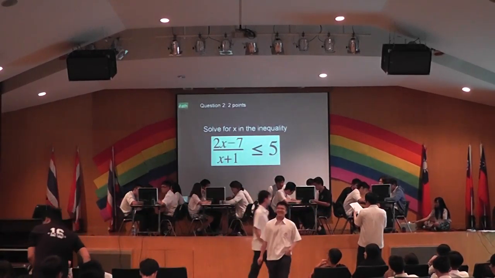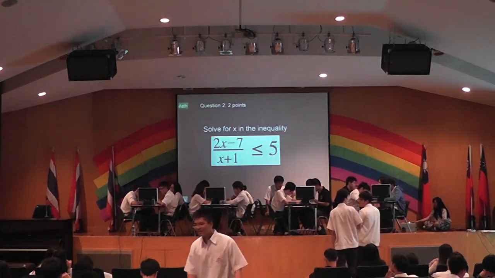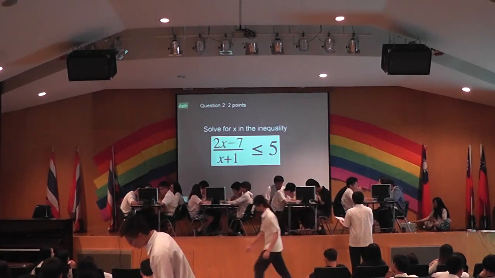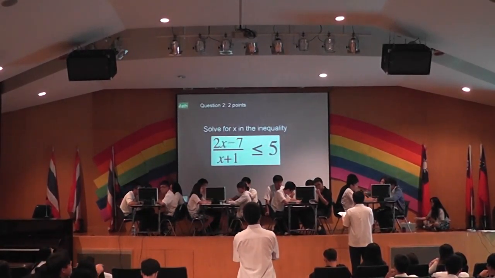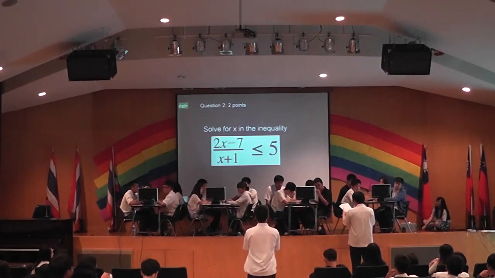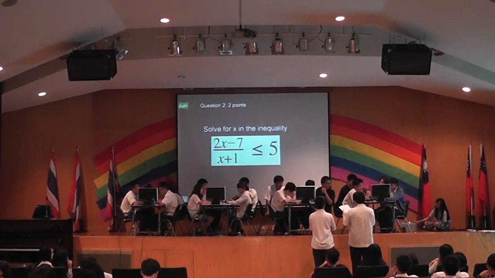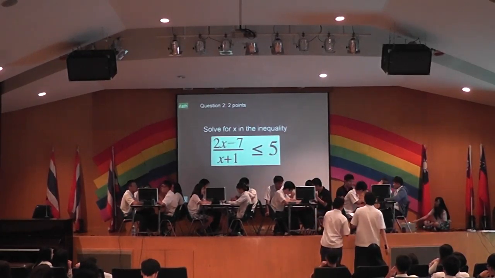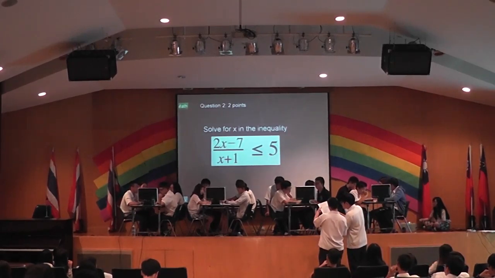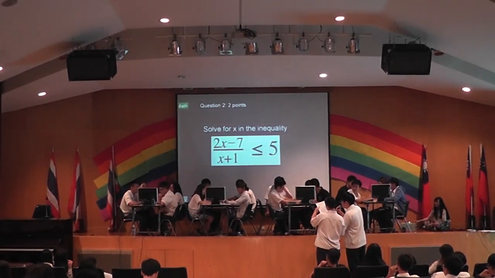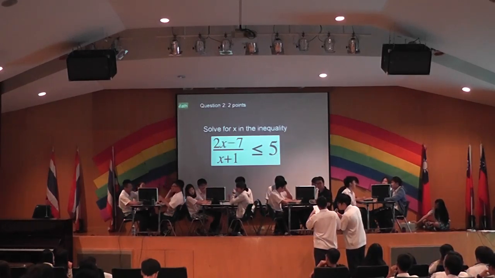Positive. That is incorrect. Team 1. X is greater than or equal to -4. And X cannot be equal to -1. Yeah, that is correct.